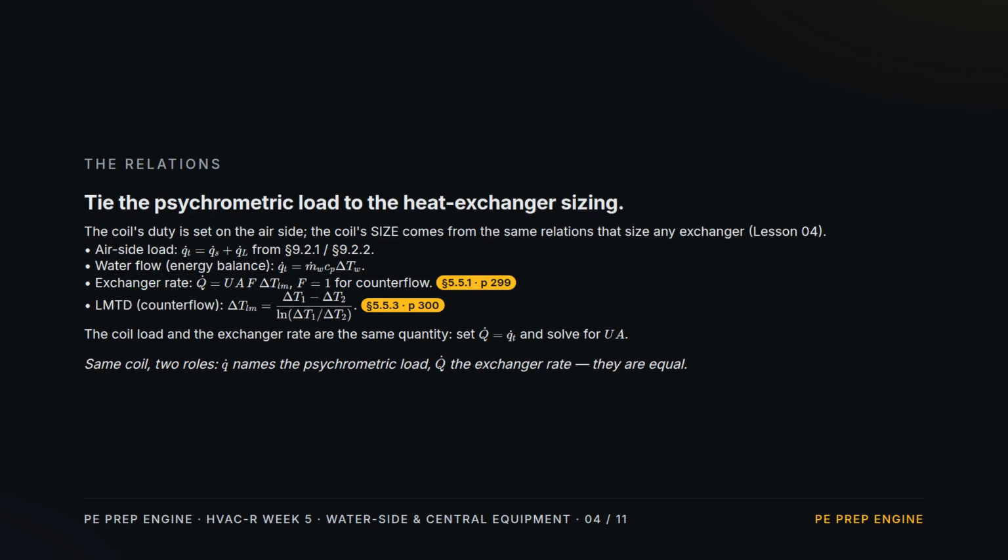The relations that size a coil. The air side gives the total duty, sensible plus latent. A water side energy balance turns that duty into a flow rate. And the exchanger rate, UA times the log mean temperature difference, turns it into a size. The coil load and the exchanger rate are the same quantity, so set them equal and solve for UA.